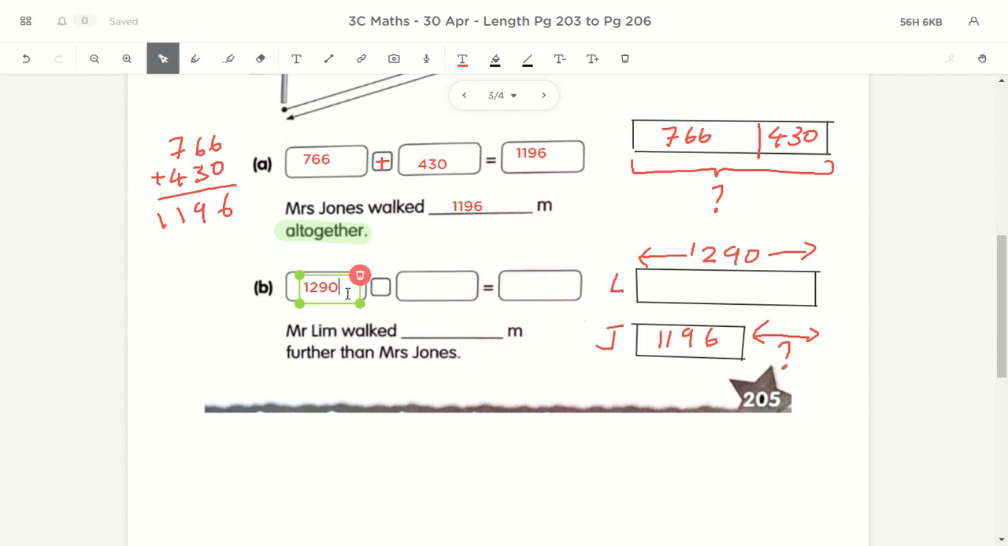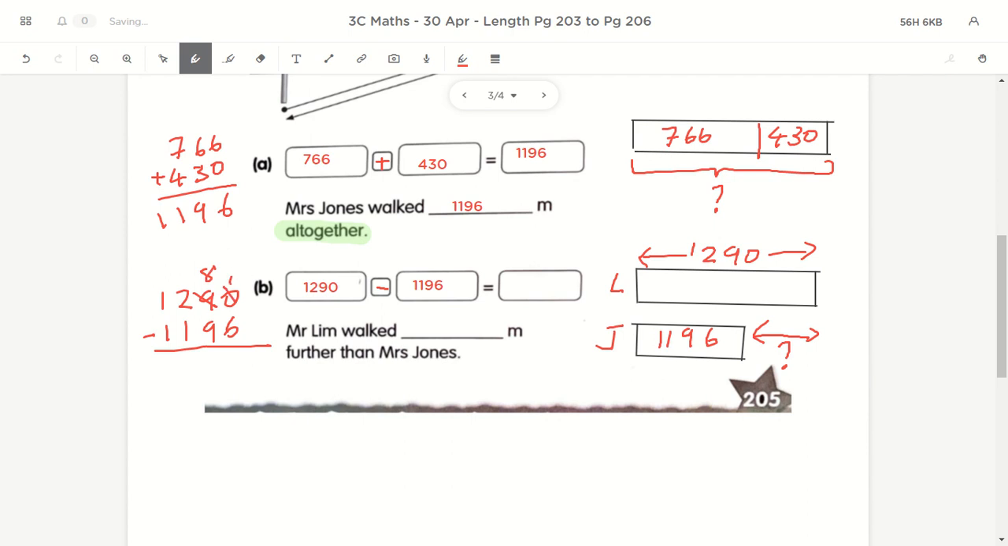You need to subtract. If you want to find the difference, you minus 1196. This is from part A. And then let's work it out. So 1290 minus 1196. Do regrouping. This 8, this becomes 10. So this 4. Need to do regrouping again. 18 minus 9 is 9. And then there's 0 and 0 here. So the answer is 94 meters.